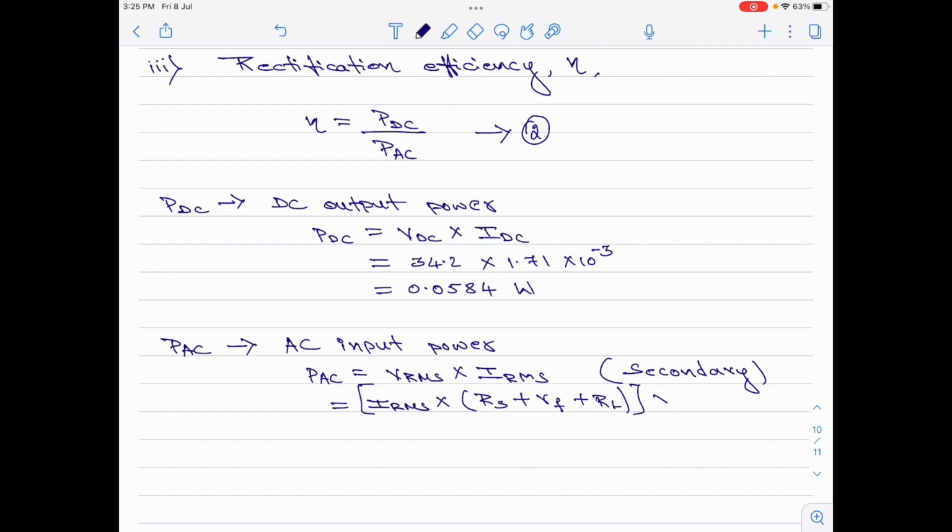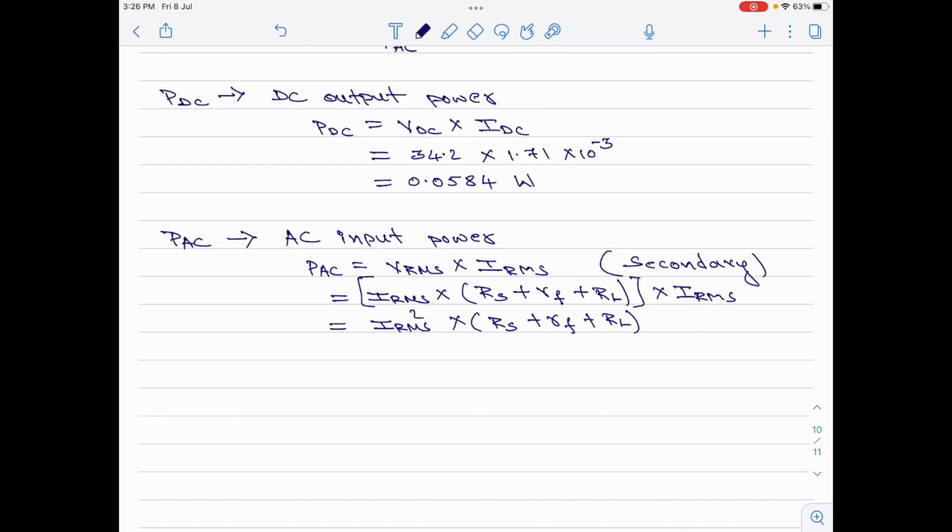Then we have Irms, which I will write here. Multiplying the terms, I will obtain the final expression. Please note we have already computed Irms and all the values of the resistances are also available. So let us now substitute here. Irms is 2.695 milliamperes, Rs is 10 ohms, Rf is 85 ohms and Rl is 20 kilo ohms. Simplifying this, you will obtain the value of PAC as 0.1459 watts.